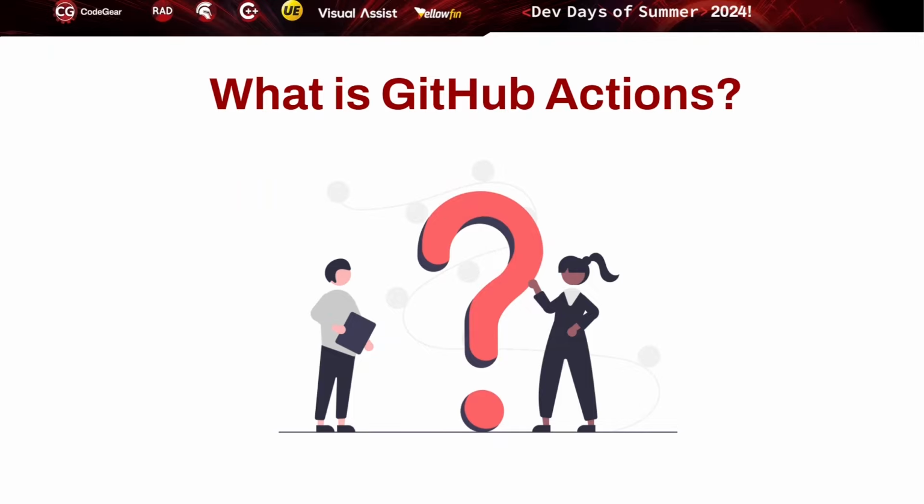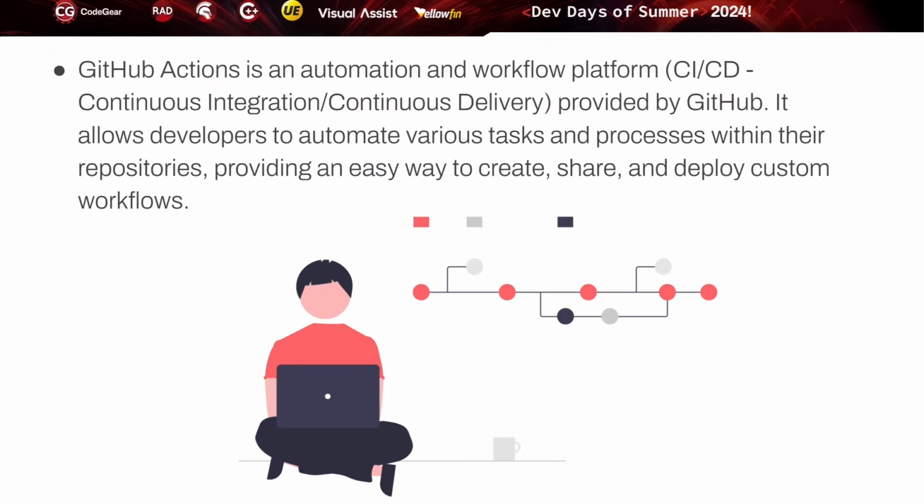Okay, and what is a GitHub Action? GitHub Actions is an automation workflow platform for CI/CD, continuous integration and continuous delivery, provided by GitHub. It allows developers to automate various tasks and processes with their repositories, providing an easy way to create, share, and deploy custom workflows. So we can generate our own actions in our repository.